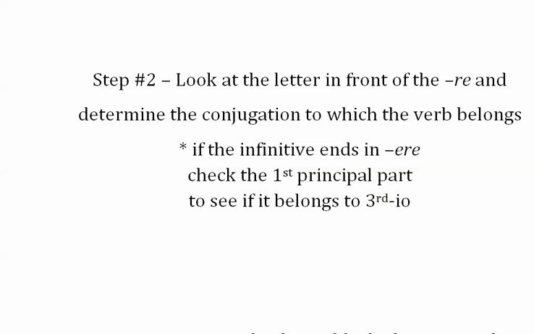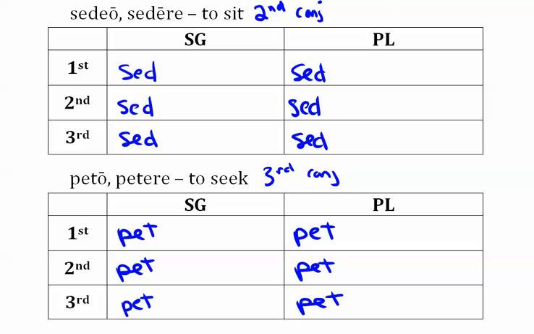Our second step is to determine the conjugation. We did already talk about that. I'll go back and review quickly. So here, our clues about sedeo, sedēre were that there's an E in front of the O and a long ēre in the infinitive. That told us it was second conjugation. And here, we did not have that E in front of this O, nor an I, just the stem pet. And then here in the infinitive, we have a short ere, which told us this was third conjugation.